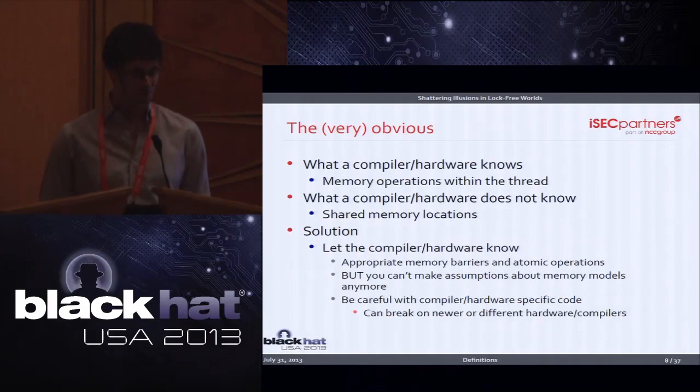So let's start with the very obvious. What do the compiler and hardware know when compiling or executing code? They just know what's going on within a single thread. And they obviously don't know about any memory location that could be shared across threads. It is the same thing as when writing locks: you have to let the compiler and the hardware know. But you can't make assumptions about memory models anymore, like thinking the CPU doesn't do anything that can break this, so it's okay. Now you have to use the appropriate barriers and understand the memory models of the compiler and the hardware.